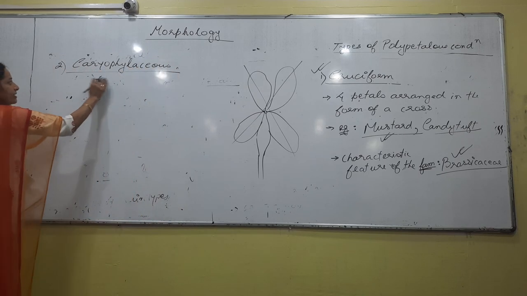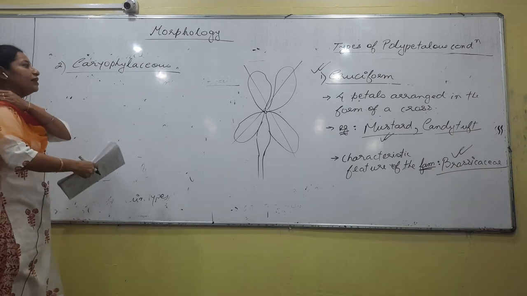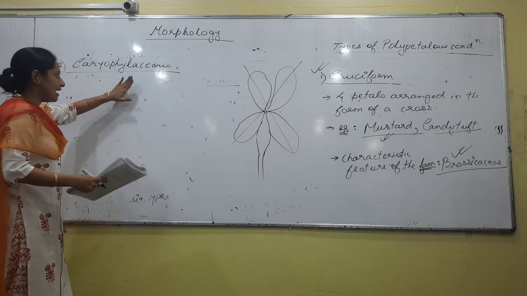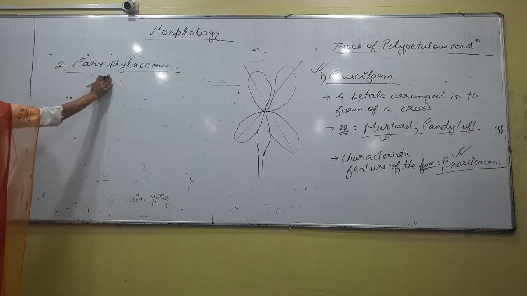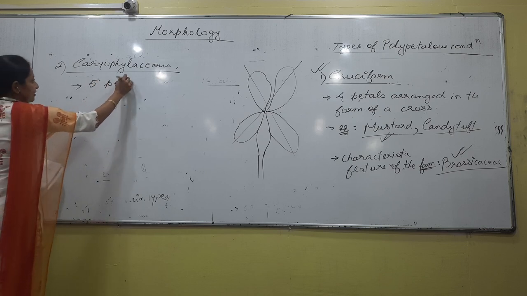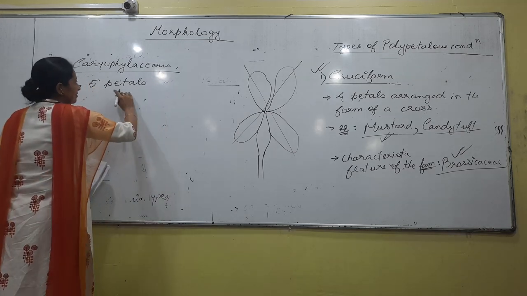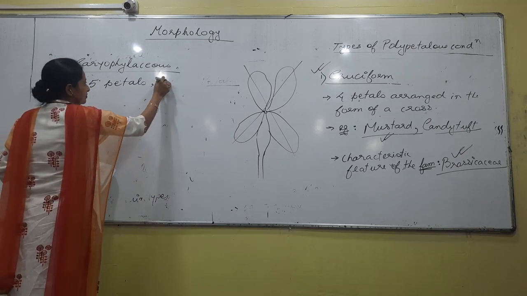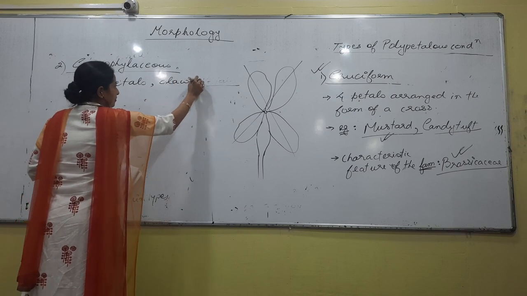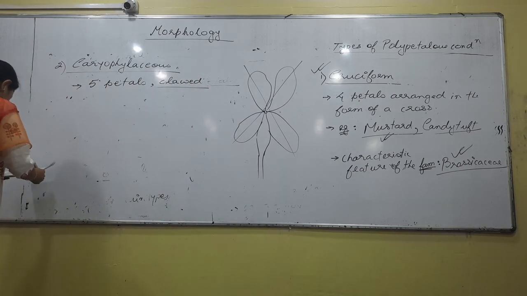The next type is caryophyllaceous condition. The first condition we got was cruciform, the second is caryophyllaceous. Keep this in mind: this type of flower has five petals, and these petals are clawed.